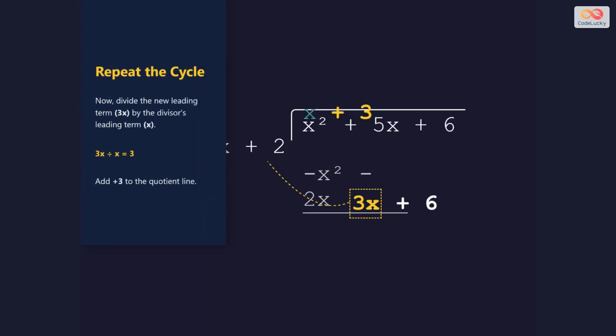Now we repeat the cycle. We go back to step 1, divide. We look at our new leading term, 3x, and divide it by the divisor's leading term, x. 3x divided by x is 3. So we put a positive 3 up in the quotient.